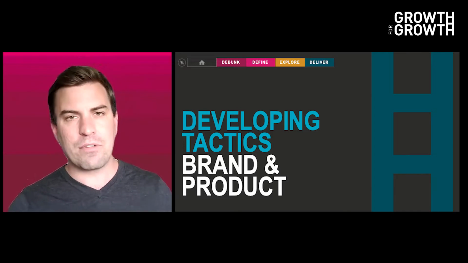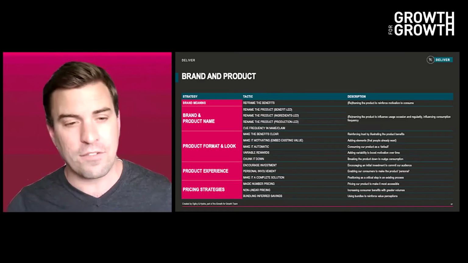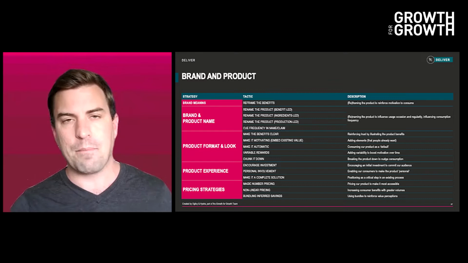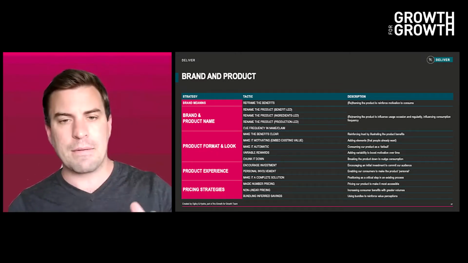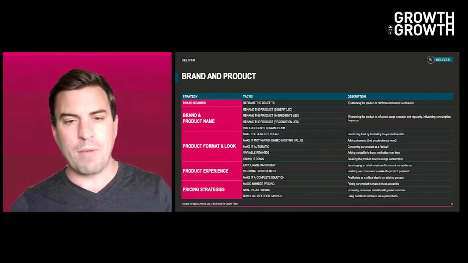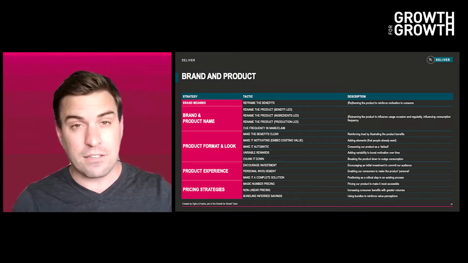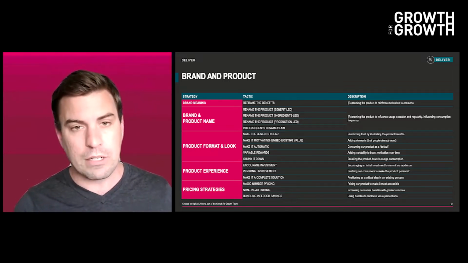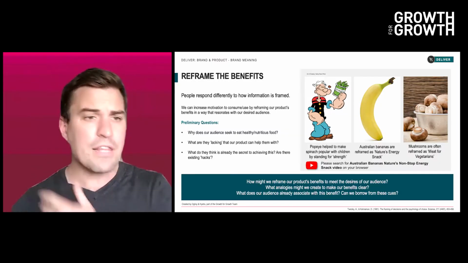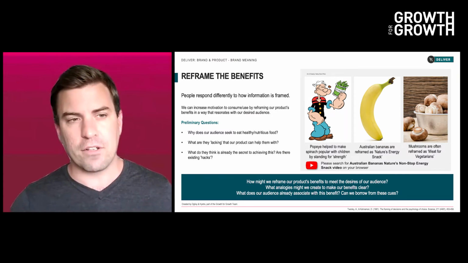And we're going to start with some of the opportunities, just a short list of some of the opportunities that live within brand and product. So just this top layer here: brand and product name, product format and look, product experience, and some pricing strategies. So these are the tactics that are in the longhand document, and we'll explore at top line. And the first is reframing the benefits.